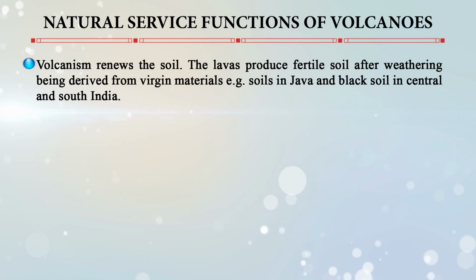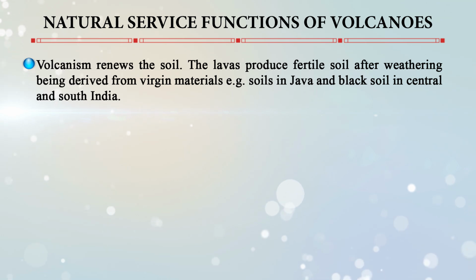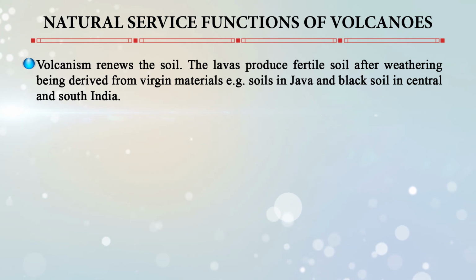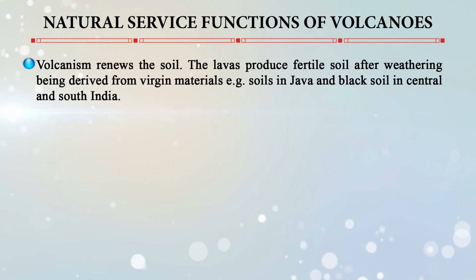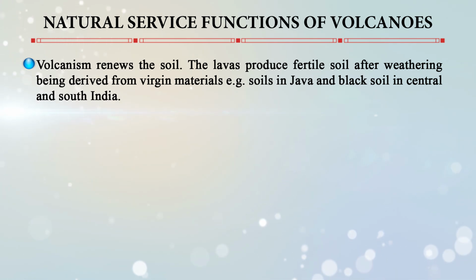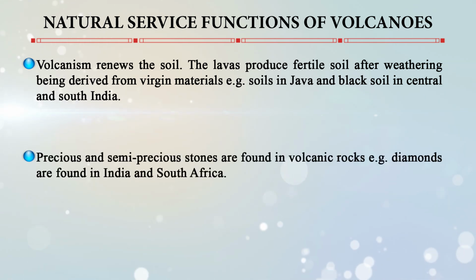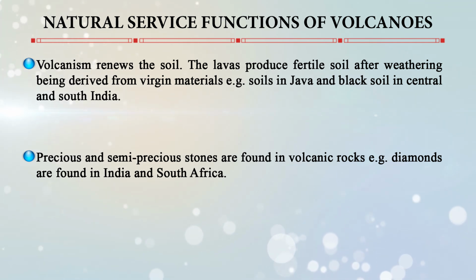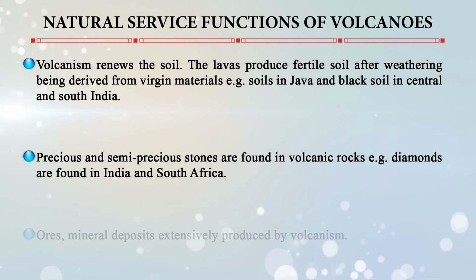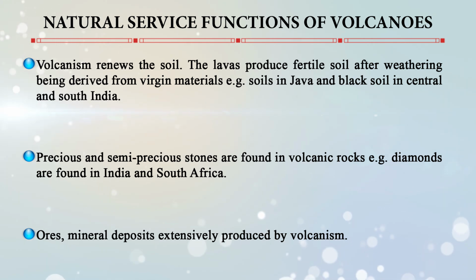Volcanism renews the soil. The lavas produce fertile soil after weathering, being derived from virgin materials, and for example you can see black soils in central and south India. So when you have a fresh volcanic eruption, normally you have fertile soil. Then volcanism is also associated with precious and semi-precious stones. For example, diamonds are found in India and South Africa. Then there are many ores and mineral deposits extensively produced by volcanism.